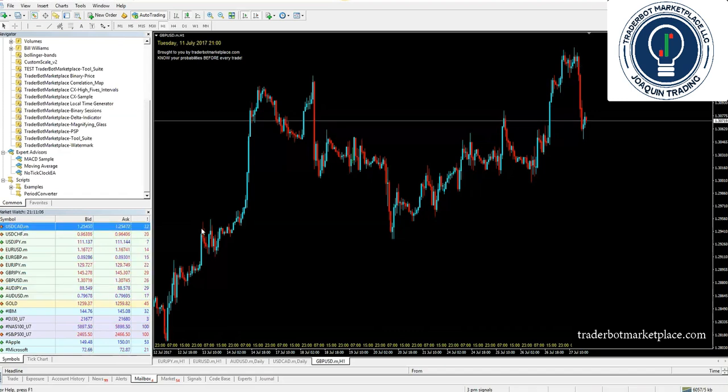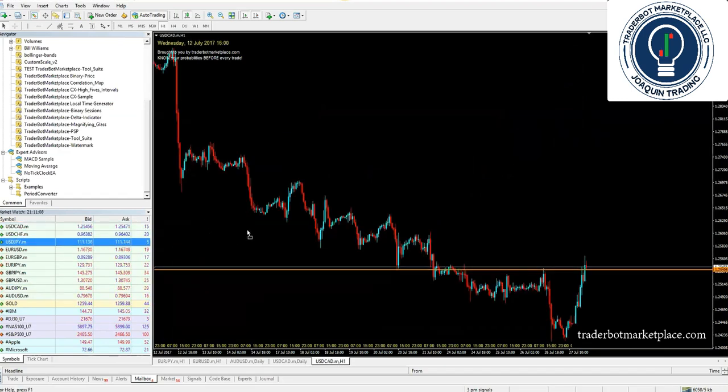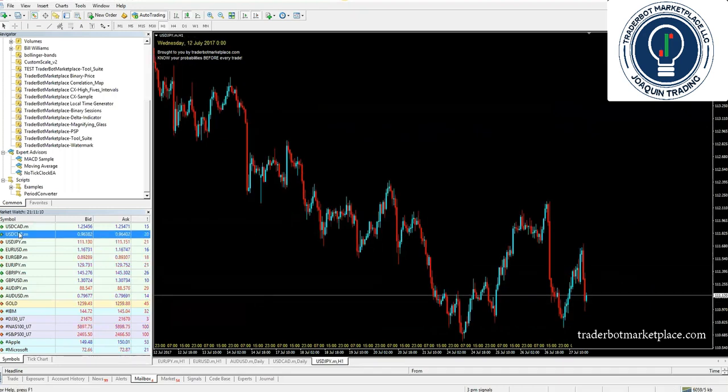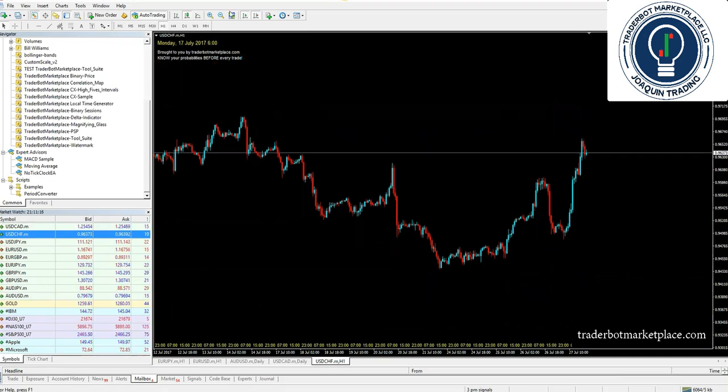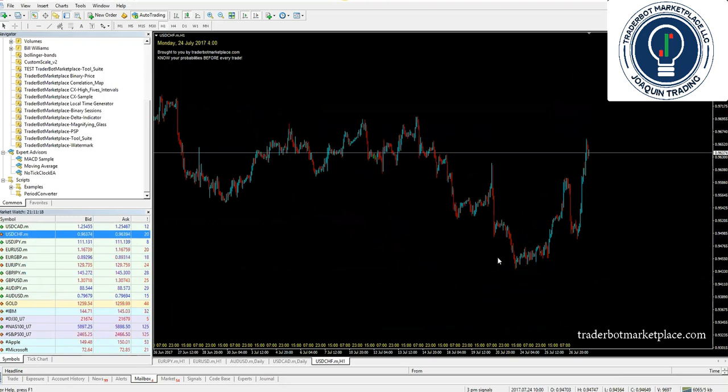Let's look at USD CAD. USD CAD is going down. Let's look at USD Yen. USD Yen is going down. So let's look at USD Swiss franc again. Now, even though we can't tell anything on this chart, technically it's in a downtrend because price starts up here and it's going down.